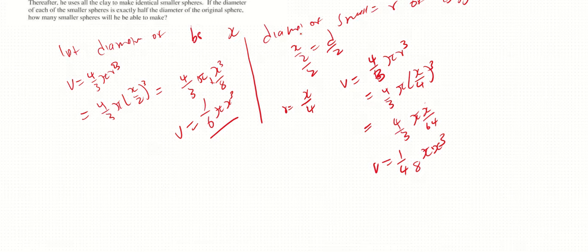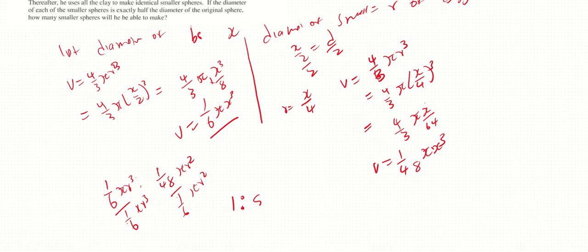So volume over volume: the volume is 1 over 6 π x cubed compared to 1 over 48 π x cubed. If we divide 1 over 6 by 1 over 48, we just want to check the ratio, it's 1 is to 8, so we can make 8 spheres. That's how we can answer 6.2.